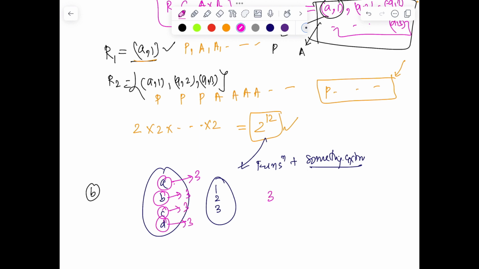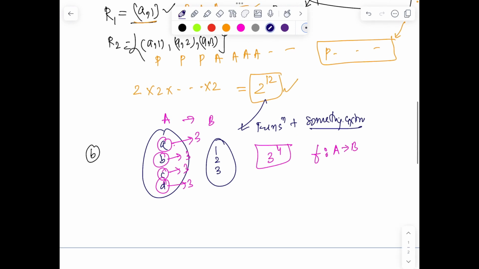C is also having 3 choices, and D is having 3 choices. So in total we have 3 to the power 4 choices. So this is the total number of functions operating from set A to B, right?